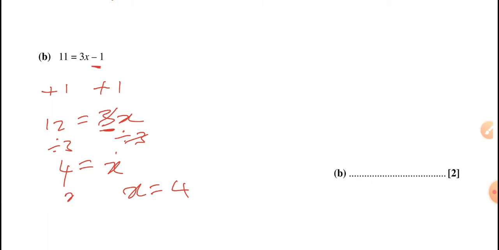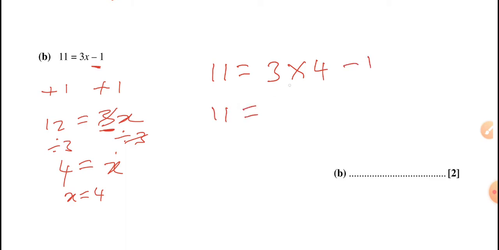I should have written it here, would have been better. Okay, so let's just check if our answer is right. 11 is equal to 3 times, instead of x, we think x is equal to 4, take away 1. So 11 is equal to, what's 3 times 4 is 12, take away 1 is 11, so yes, x is equal to 4.